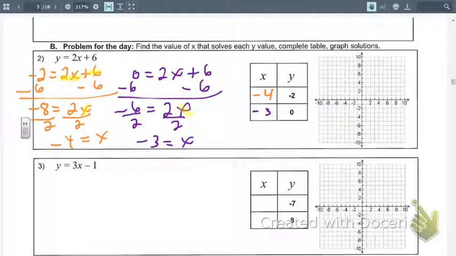And we're going to come and plot these points, negative 3, 0, and negative 4, negative 2. And then connect. And there's your line.